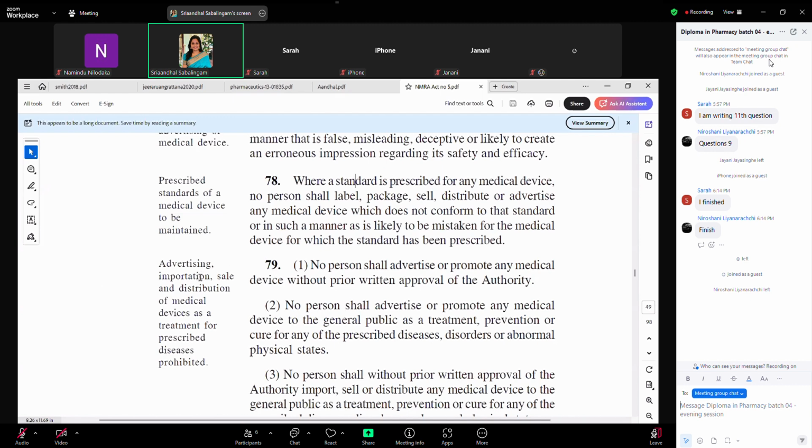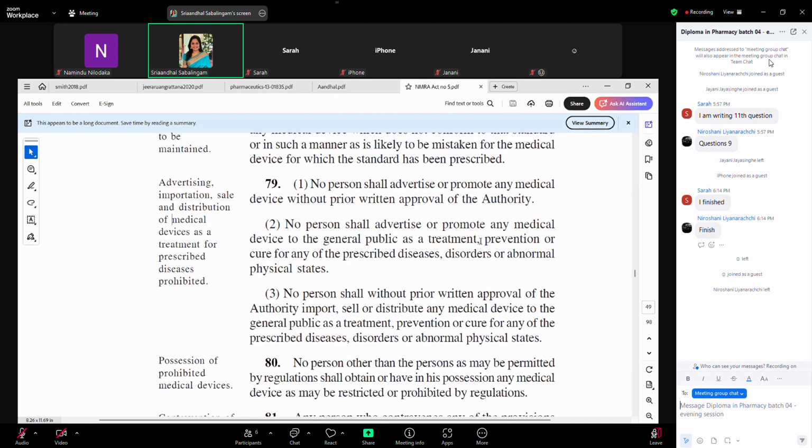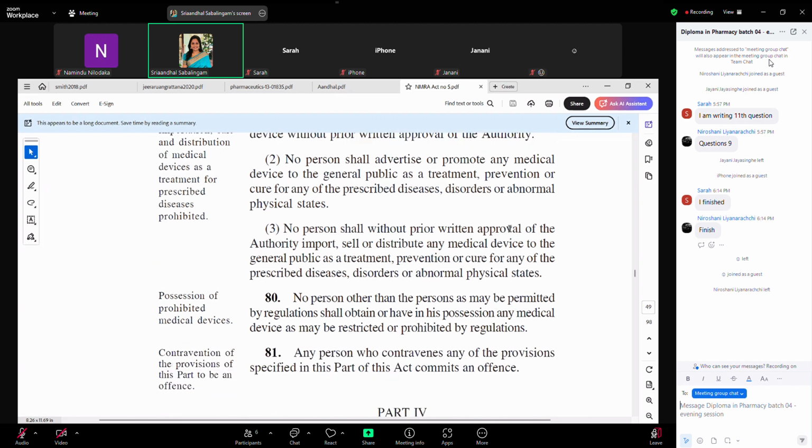So advertising and importation: no person shall advertise or promote any medical device without prior written approval of the authority. And no person shall advertise or promote any medical device to the general public as a treatment, prevention, or cure for any prescribed diseases, disorders, or abnormal physical states. So no person shall, without prior written approval of the authority, import, sell, or distribute any medical device to the general public as a treatment, prevention, or cure for any prescribed diseases, disorders, or abnormal physical states.